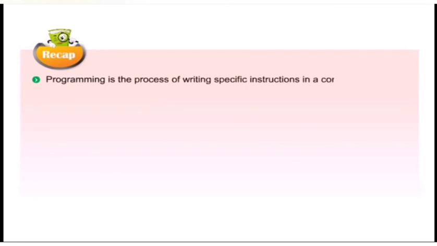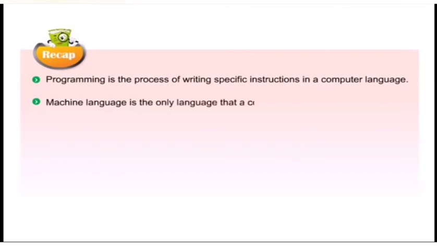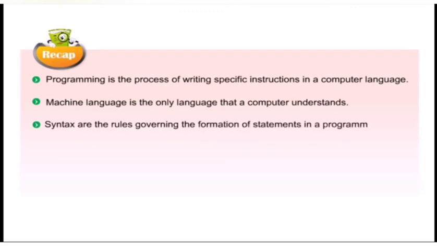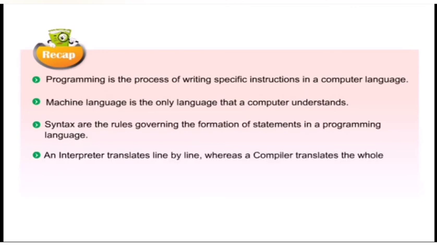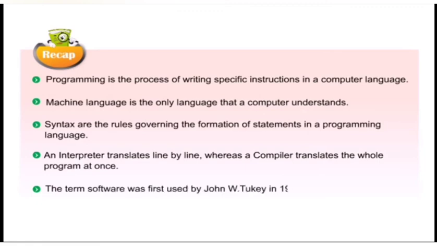Okay, students, let us take a recap of this chapter. Programming is the process of writing specific instructions in a computer language. Machine language is the only language that the computer understands. Syntax are the rules governing the formation of statements in a programming language. An interpreter translates line by line, whereas a compiler translates the whole program at once. The term software was first used by John W. Tukey in 1957.